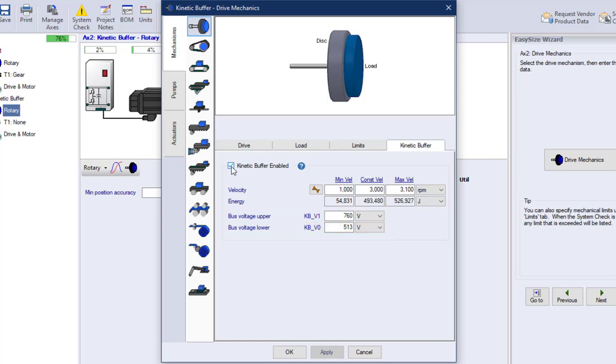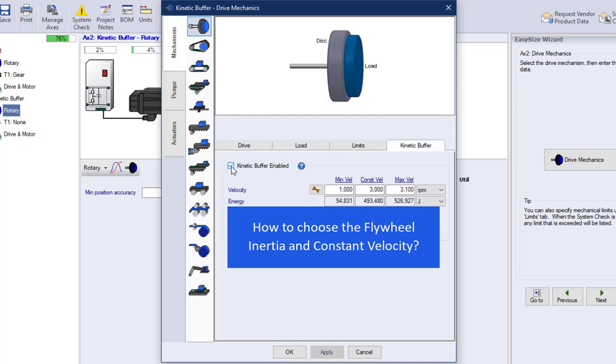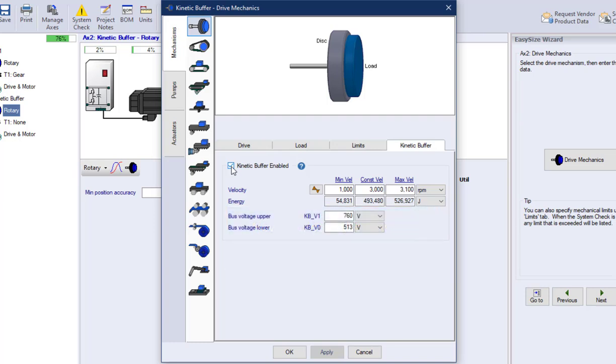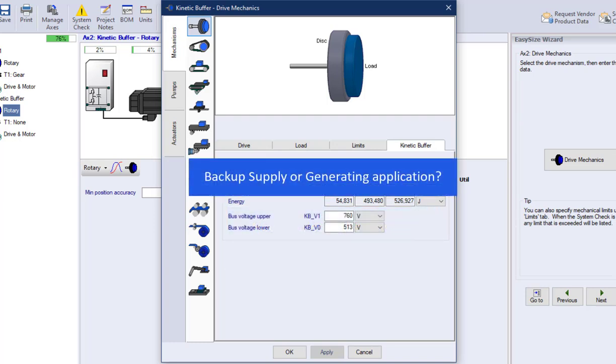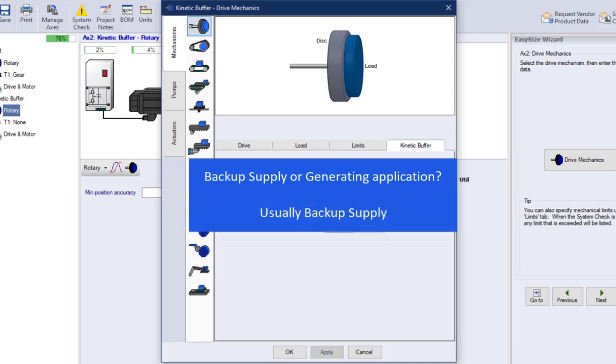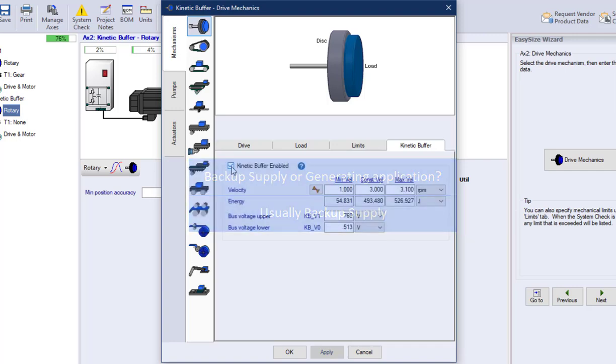When sizing a kinetic buffer to meet the needs of an application, it comes down to these variables and the flywheel inertia. Let's start with the most important question. How does one choose the flywheel inertia and constant velocity? Well, the first question is if this is a backup supply or generating application. Usually, the kinetic buffer acts as a backup supply application.